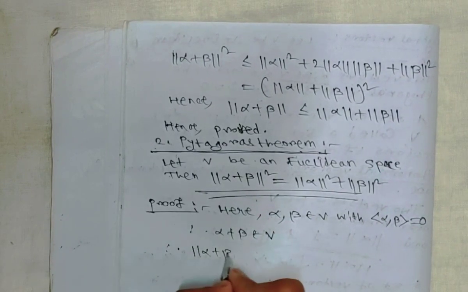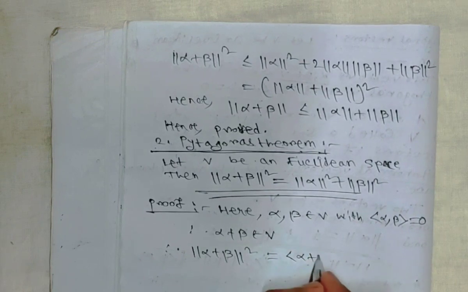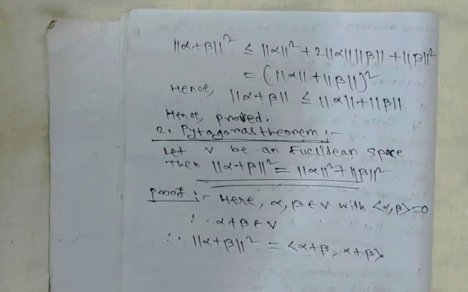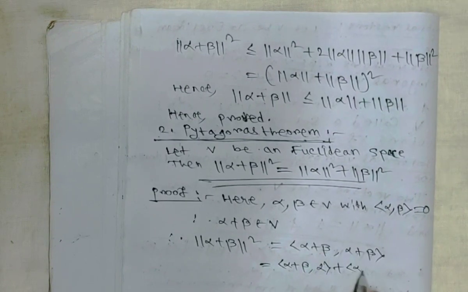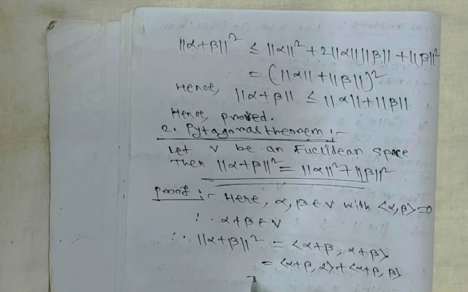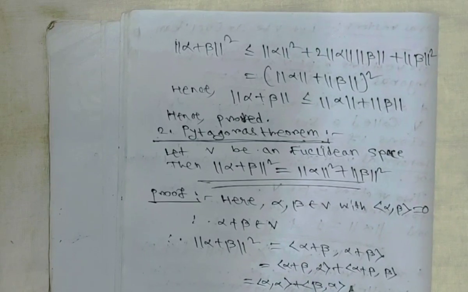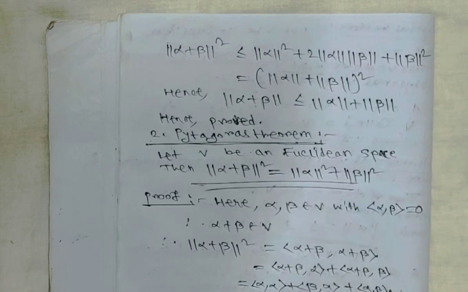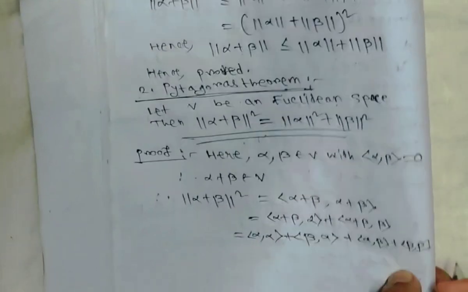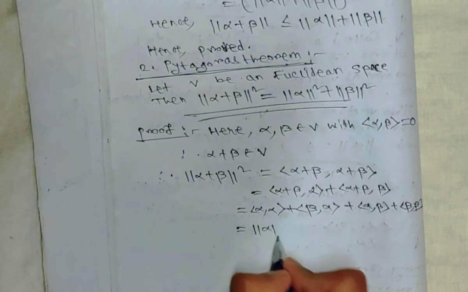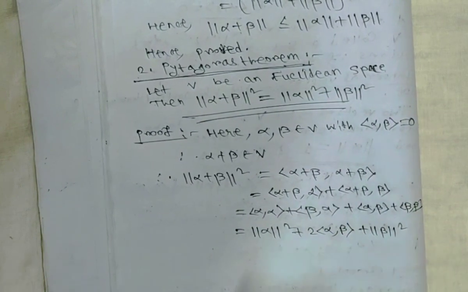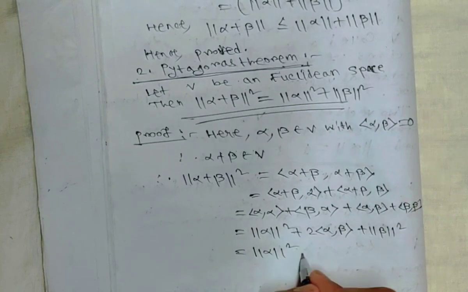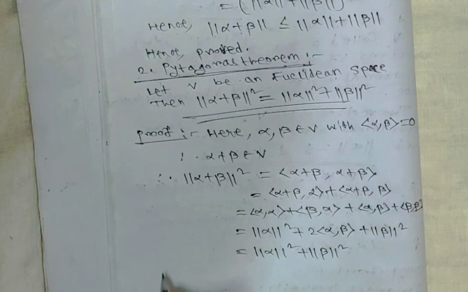Therefore norm alpha plus beta square equals the inner product of alpha plus beta comma alpha plus beta, which equals the inner product of alpha plus beta comma alpha plus the inner product of alpha plus beta comma beta, which also equals the inner product of alpha alpha plus the inner product of beta alpha plus the inner product of alpha beta plus the inner product of beta beta, which equals norm of alpha square plus 2 times the inner product of alpha beta plus norm beta square, which equals norm of alpha square plus norm beta square. Hence proved.